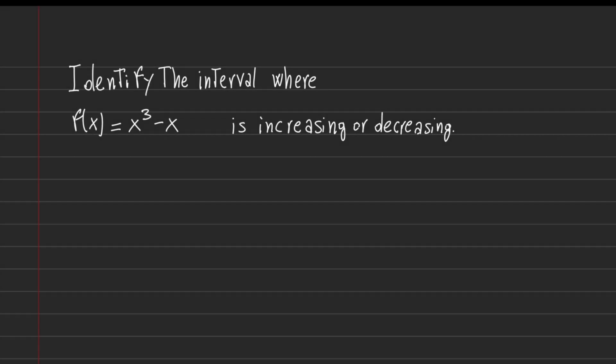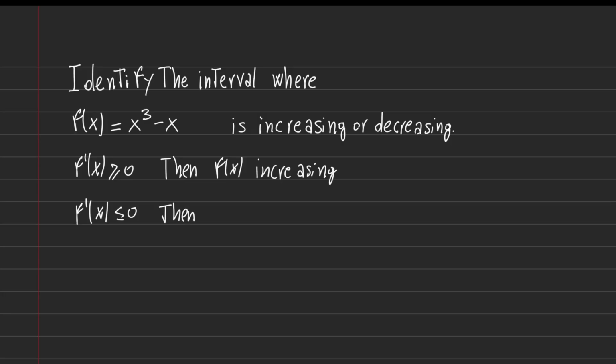As a first exercise for today's video, we are going to identify the interval where the function f of x, which is equal to x to the power 3 minus x, is increasing or decreasing. So, following the general rule, what do we have to do? We have to identify the interval where f prime of x is bigger than or equal to 0, and in this case f of x will be increasing, and whenever instead f prime of x is less than or equal to 0, then f of x is decreasing.